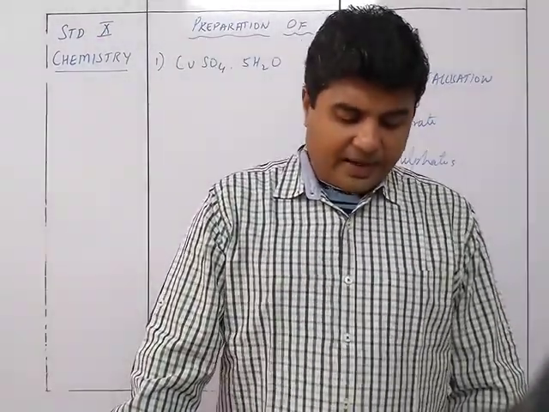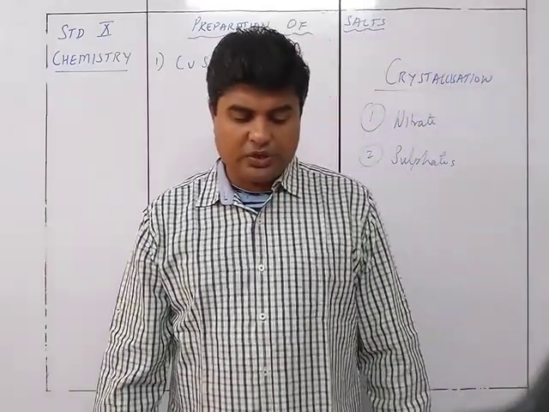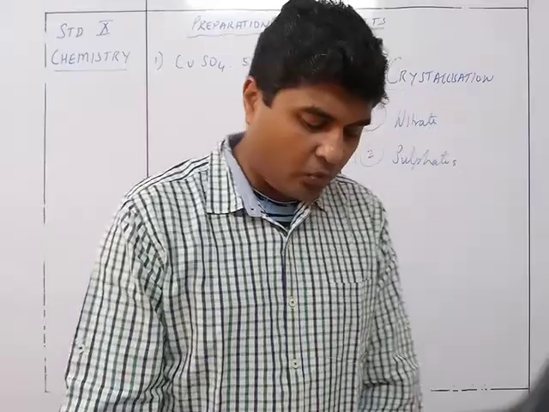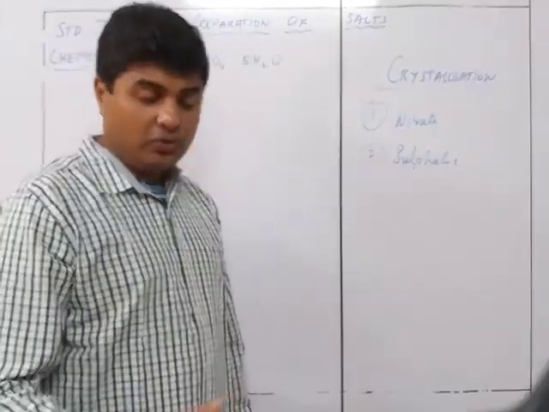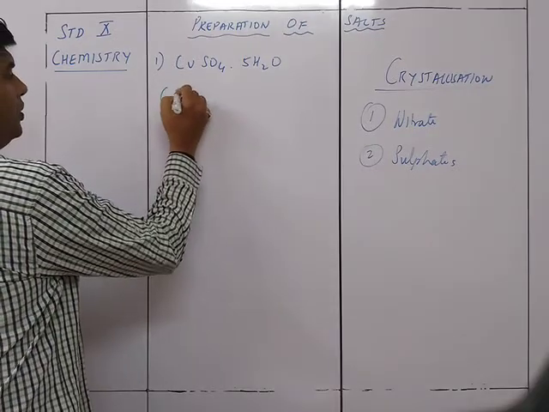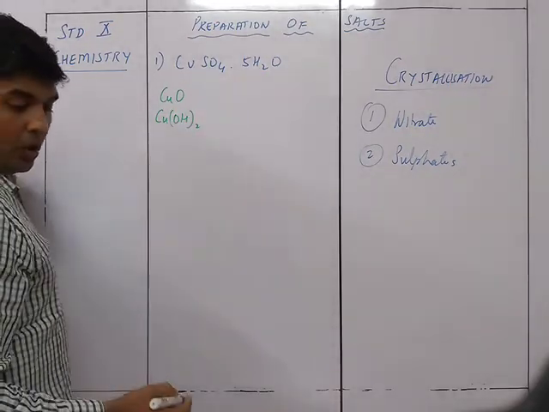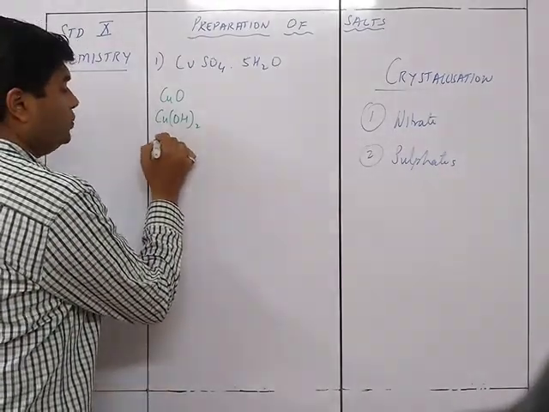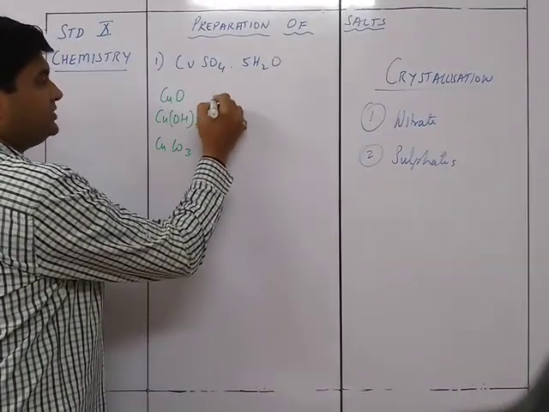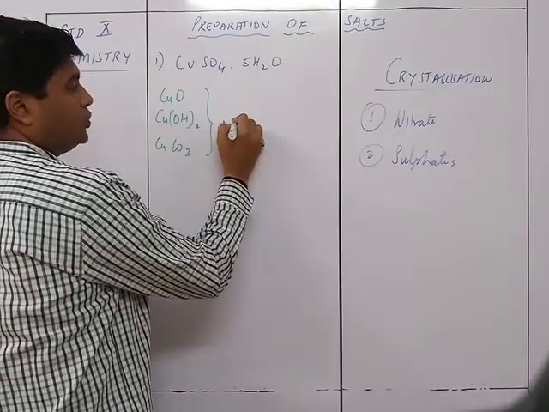This is by the action of dilute acid H2SO4 on an insoluble salt: CuO, or Cu(OH)2, or CuCO3. So we can have CuO, we can have Cu(OH) twice, or we can have CuCO3. These are the three things you can have, and this is going to be added to H2SO4.